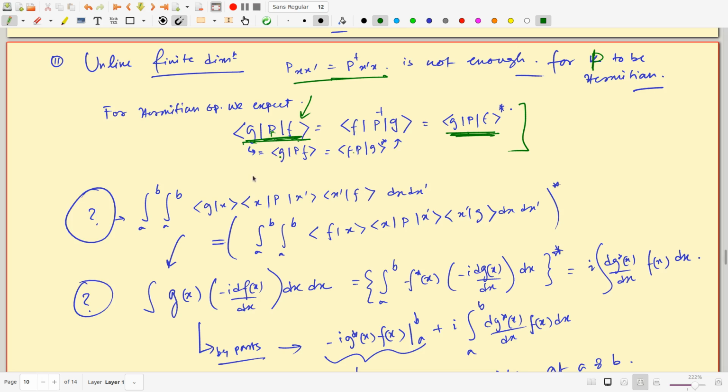Why is that? Let's check why it doesn't guarantee that. So let me take this object <g|P|f> and put two resolutions of identity in between. So if these two guys are equal, so here it is nothing but, so this star is basically, I think I made an algebraic problem here.